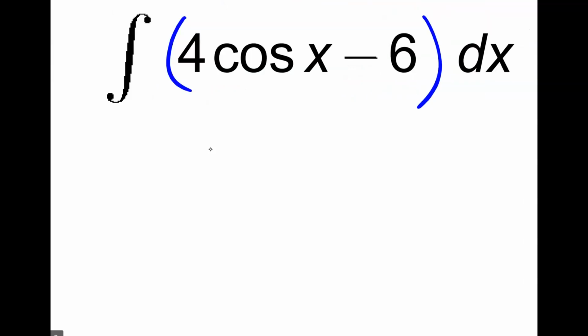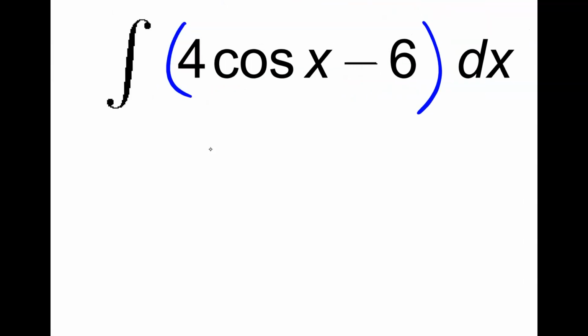Okay, step by step. Do you want me to show you the short way or the longer way? Short way, okay. So technically, you could split this up into the integral of 4 cosine x minus the integral of 6. That way you break it up into 2. And if this is a constant, I can pull it out front. So it's literally 4 times the integral of cosine x minus the integral of 6. That was the long way, but now I'm going to do it the short way.